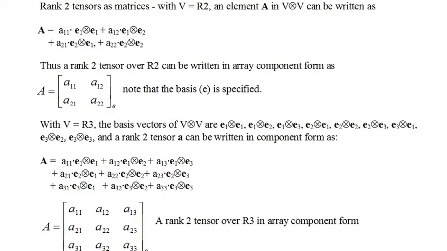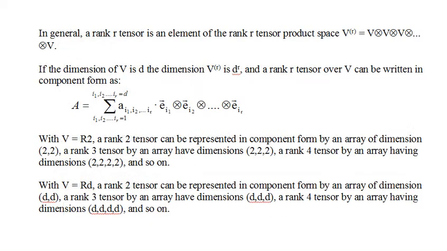With V being R2, a rank 2 tensor in the tensor product space V cross V can be written as a linear sum of basis vectors as shown, and it can be written in component form as shown in the 2x2 array that follows. With V being R3, a tensor in V cross V can be written as the sum of basis vectors as shown, and written in component form as the 3x3 array that follows. Generally, a rank R tensor is an element of a rank R tensor product space, consisting of the tensor product of R copies of V.